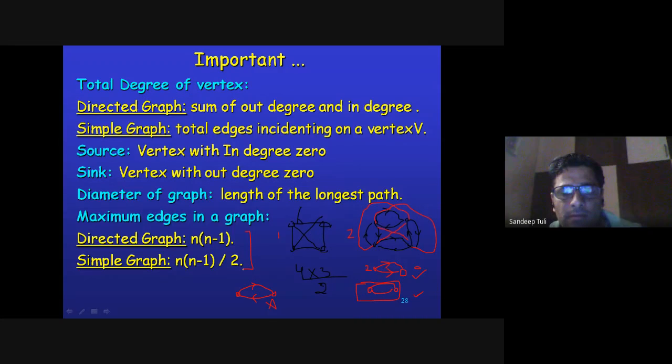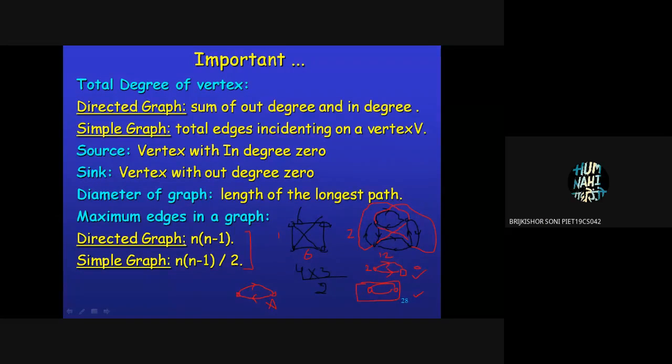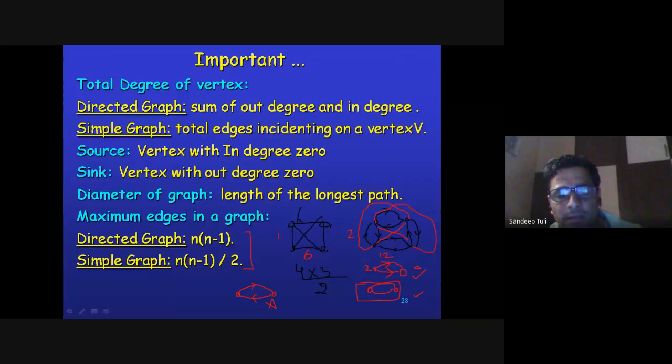In the case of direction, we can say that it will be just double the undirected graph. If it is 6 in the undirected graph, then in the directed graph it will be 12, because every edge has another pair in the opposite direction. So 6 multiplied by 2 is 12. For n vertices, in the directed graph, incoming and outgoing, it is n into n minus 1, and for a simple undirected graph, it will be n into n minus 1 upon 2.